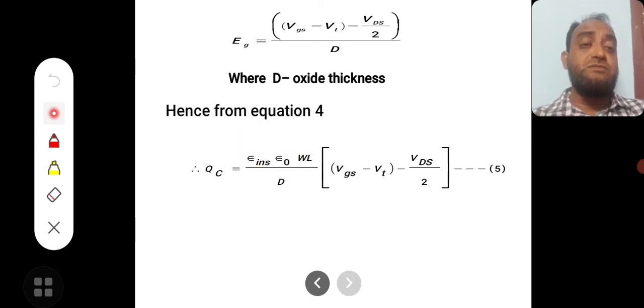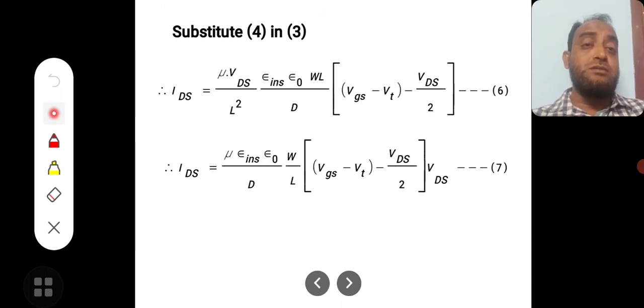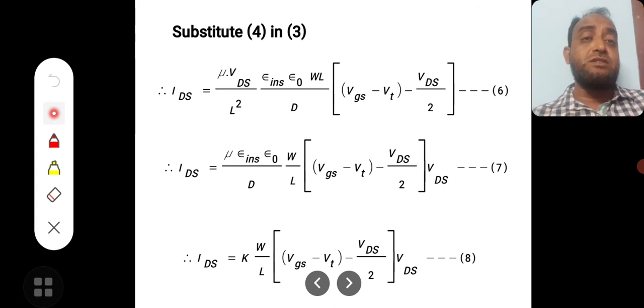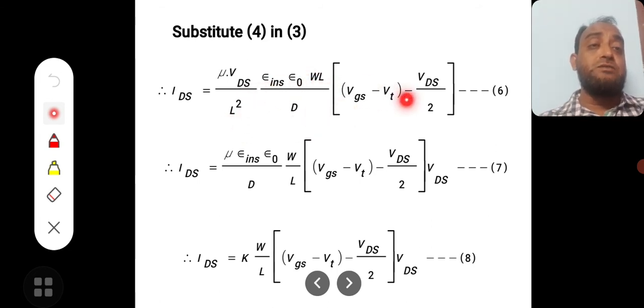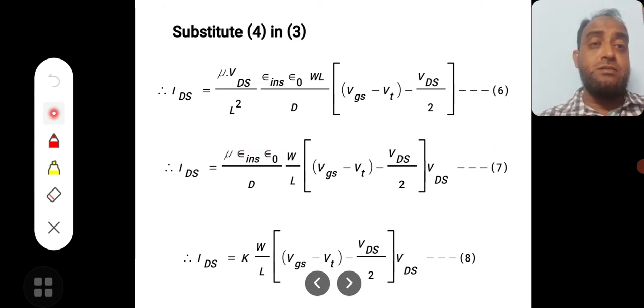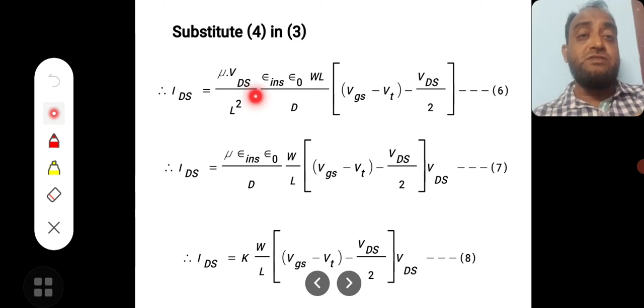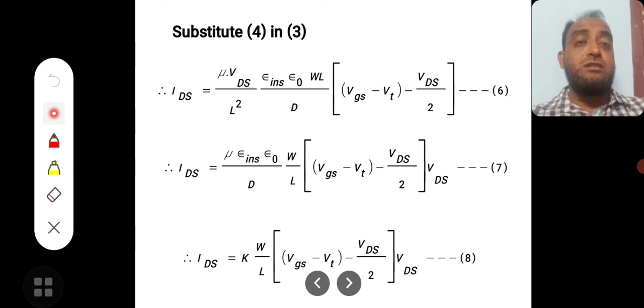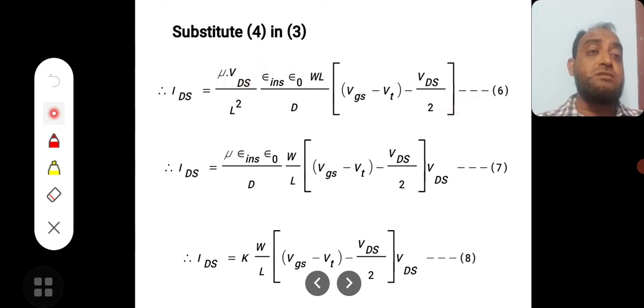Now these constant terms can be replaced with some symbolic equations. See, now that QC is substituted in the IDS equation, the IDS equation results like this: mu VDS by L square into epsilon naught epsilon INS WL by D into VGS minus VT minus VDS by 2. From this equation I'll leave W by L and rewrite all these terms here, because these two terms I need to handle later. The L square, this L cancels the square, and L we can write it here and D we can write it here. We can take this VDS to the end of this equation.